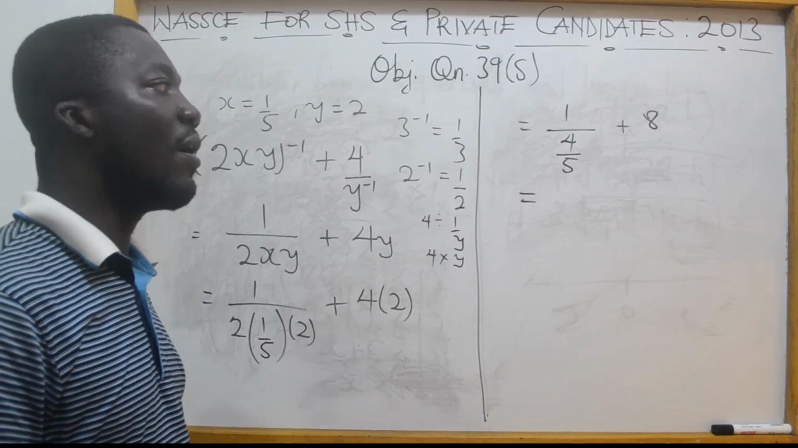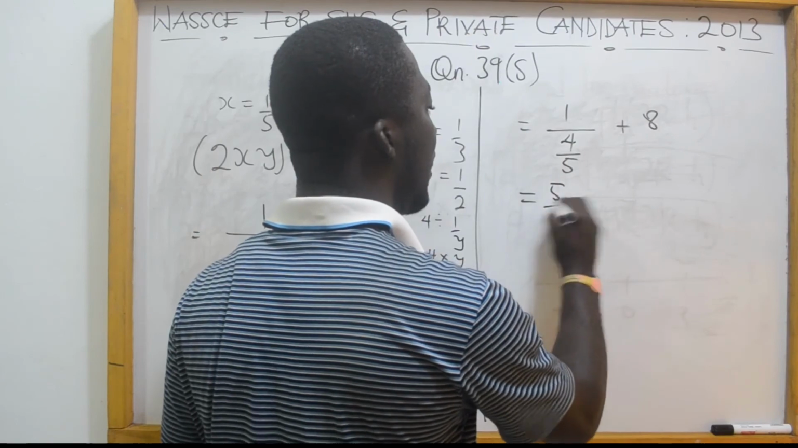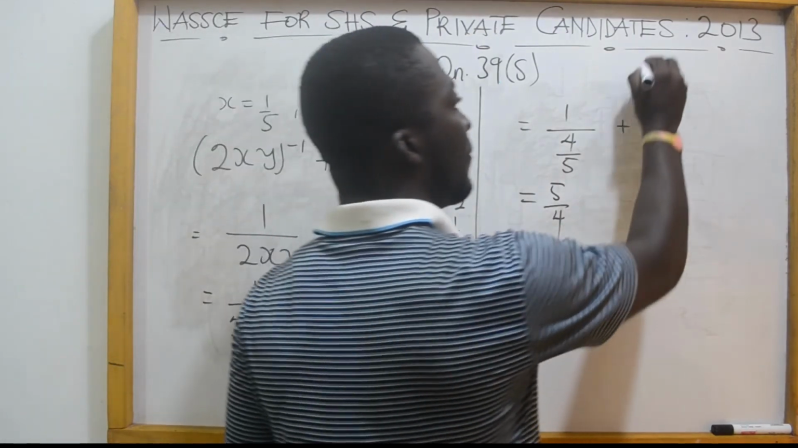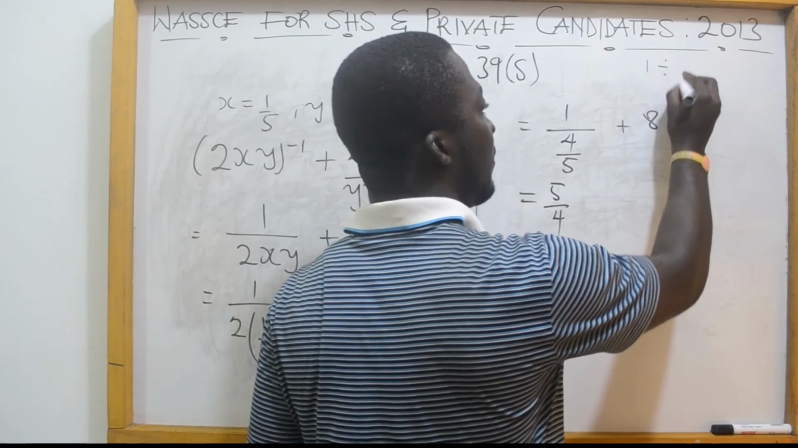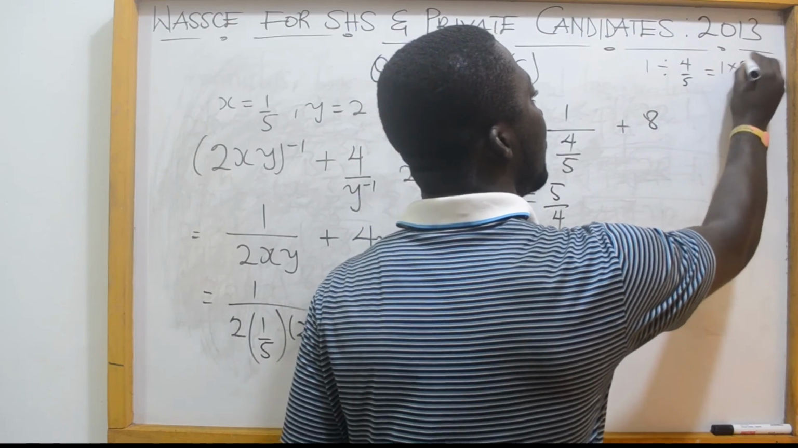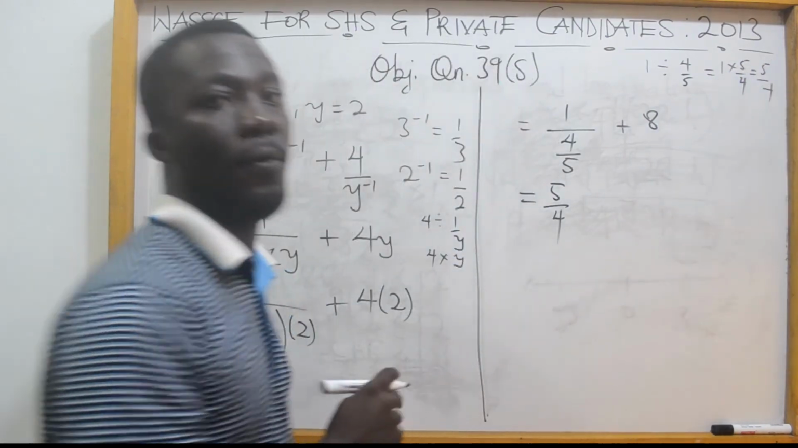1 over 4 out of 5 is the same as 5 out of 4. It's the same principle as this: 1 divided by 4 out of 5 is the same as 1 times 5 out of 4. We are going to get 5 out of 4.